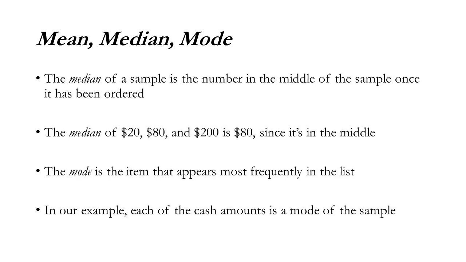The median of a sample is the number in the middle of the sample once it's been ordered. The median of 20, 80, and 200 is 80, since it's in the middle. Now the mode is the item that appears most frequently in the list. In our example, each of the cash amounts is the mode because they each appear just as frequently as the others.